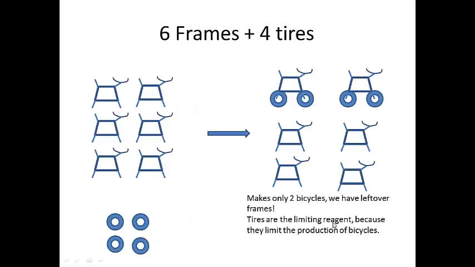Let's think about that with this molecular model. If I had 6 frames and 4 tires, well, I can only make 2 bicycles. Because after I've reacted those tires, I'm not going to have any tires left. That's why we call tires the limiting reagent. Because after they run out, we're not going to have any tires to react. We're just going to have excess of the other reactant.